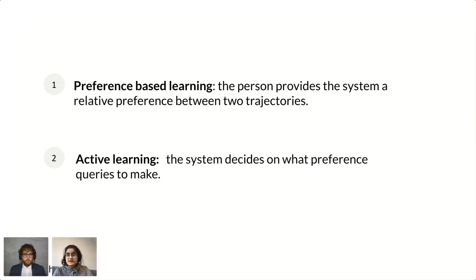The other issue is that the learned reward function strongly depends on what type of environments and trajectories were experienced during the training phase. This problem can be solved through active learning, where the system can decide what preference queries to make. There's also a lot of research that has found that with active learning, the algorithm converges a lot faster to the desired reward.